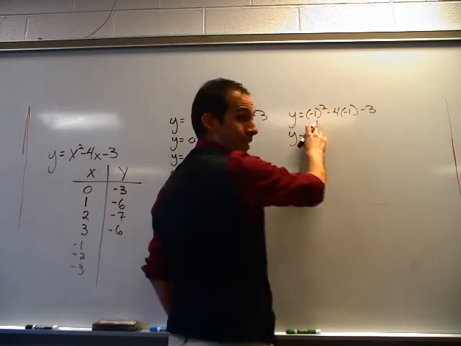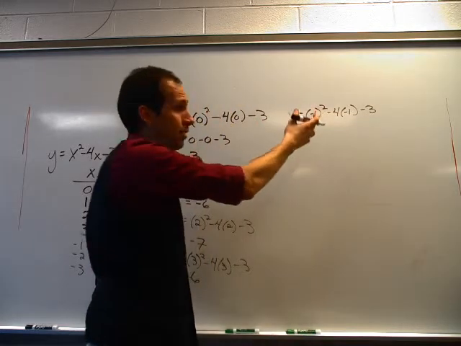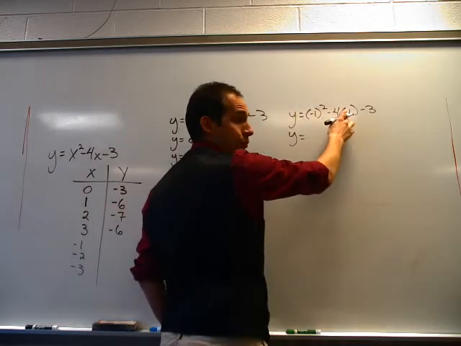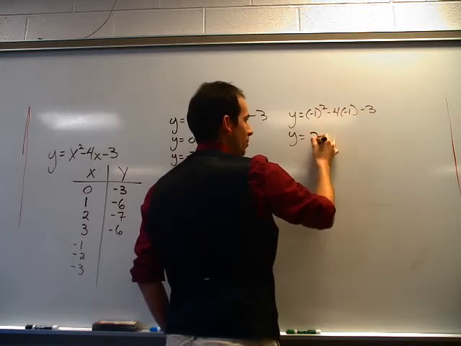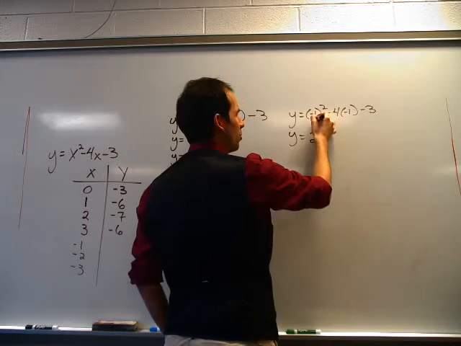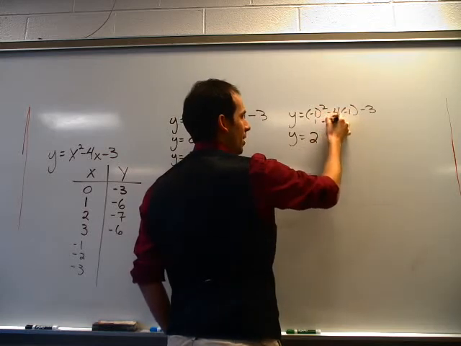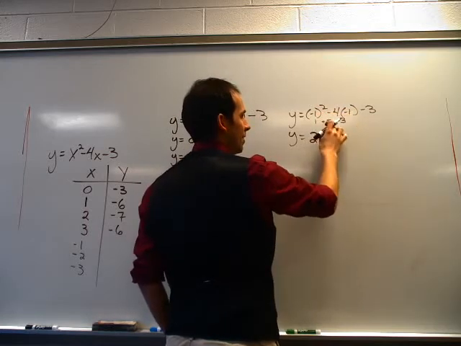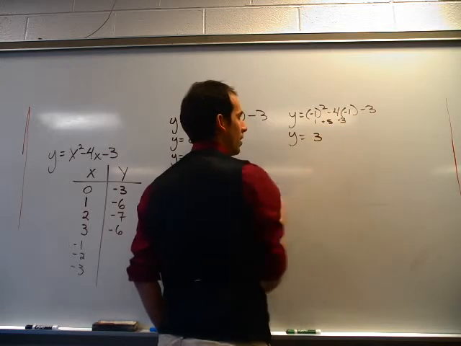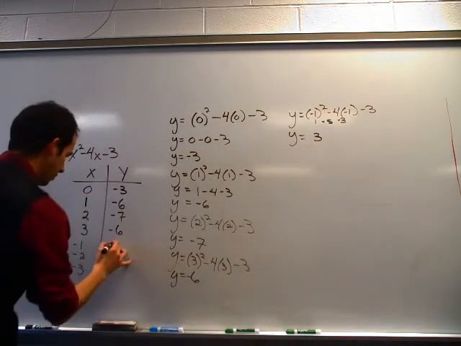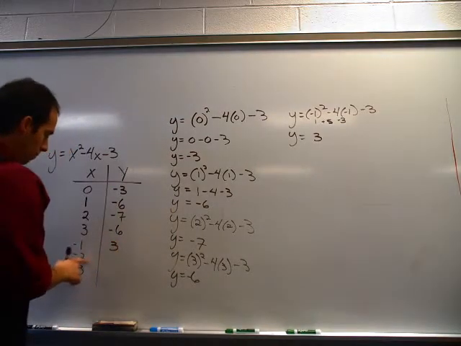Y equals, negative 1 squared is 1. Plus 4. That's 5 minus 3. 2. Make sure I did that right. 1 plus 5 minus 3. 6 minus 3 is 3. Oh, negative 6. Okay, this is positive 3. So y equals positive 3 here. So let's do negative 2.